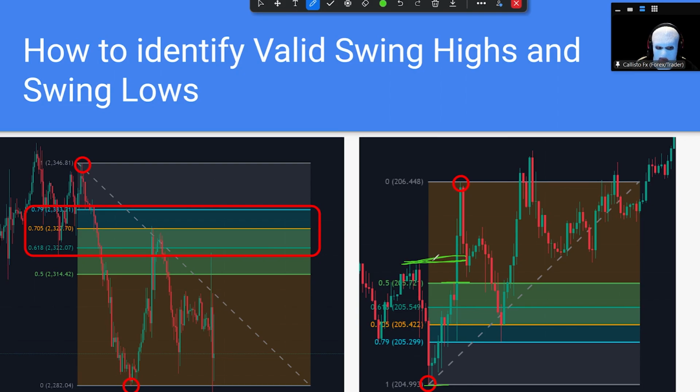Does this make sense or not? For you to be able to identify a swing high movement, you need to first break structure. You need to break structure towards the left, okay? So now, what you want to take note of here is the same thing.